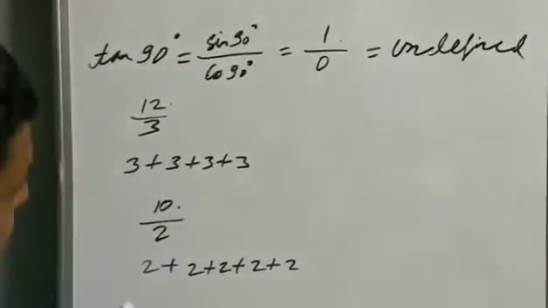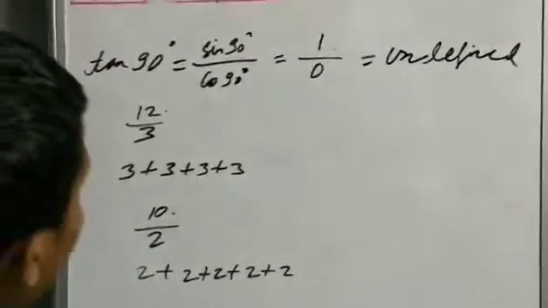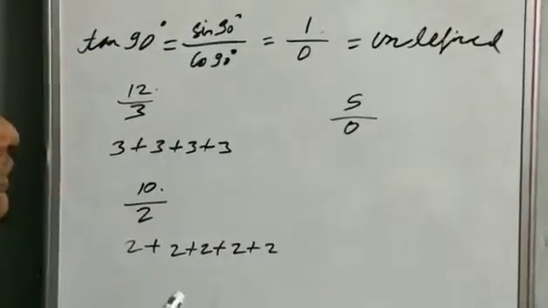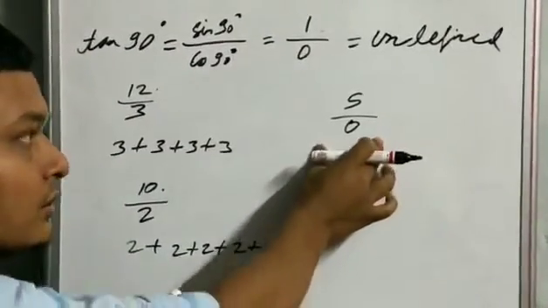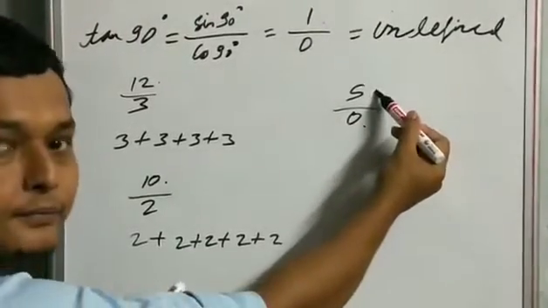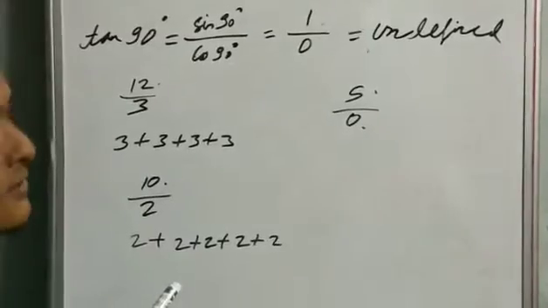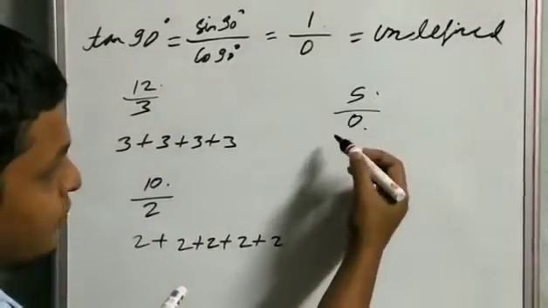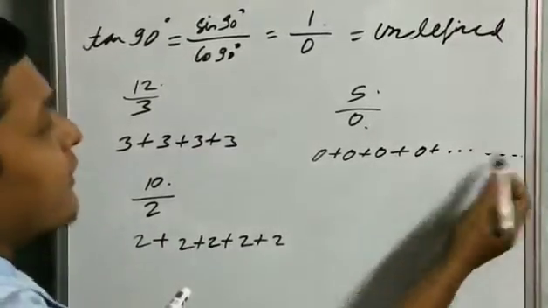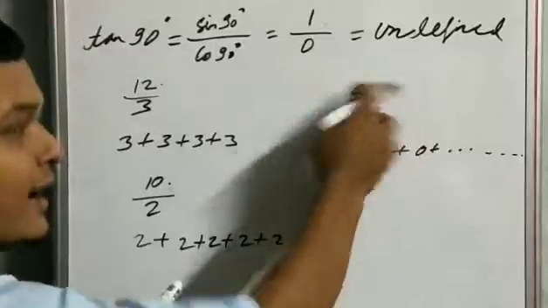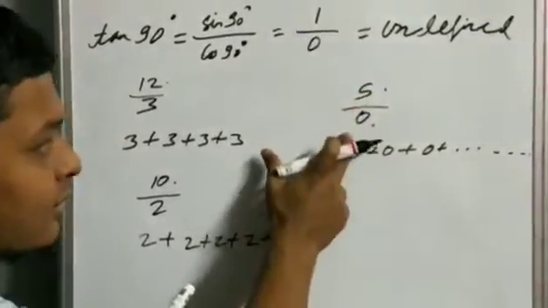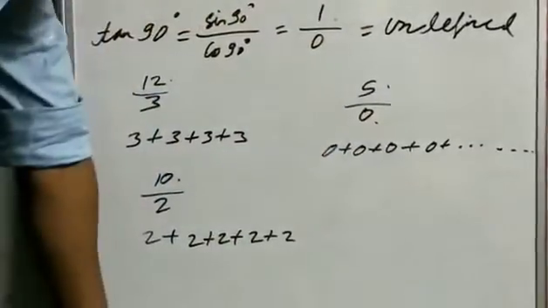So let's divide by 0. Let's take 5 divided by 0. So the question we ask ourselves is, how many zeros do we require to make 5? There is no answer, because you can add 0 plus 0 plus 0 plus 0 forever, and still you never get to 5. Therefore, when something is divided by 0 it does not give any sense, or it is undefined.